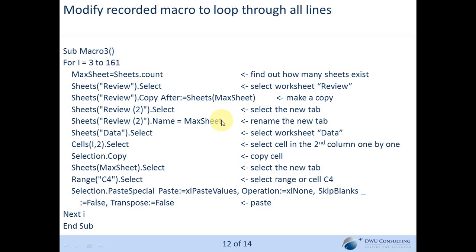Then, since I already know how many worksheets there are, I just change the name of the new worksheet to this particular variable. So everything down below is pretty much the same, other than this one, because when you want to go to the new tab, you want to go to that max sheet.